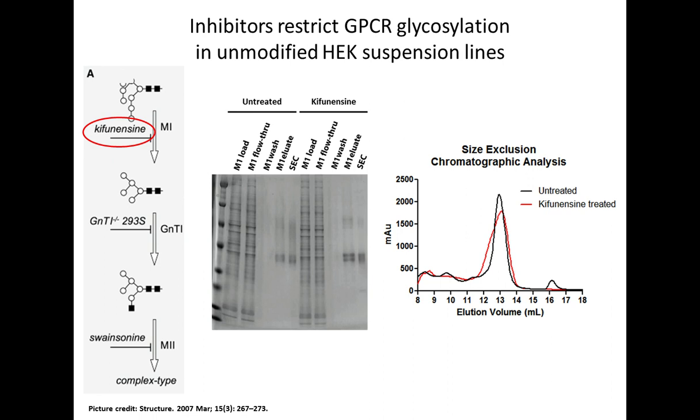You can also see the difference on the size exclusion chromatographs of these two receptors, which I apologize, the labels are reversed on that. The red line actually represents the untreated, which you can see is a much broader peak than the black line, which is the kifunensine treatment. So the peak becomes much narrower and tighter due to the homogeneity of the prep.